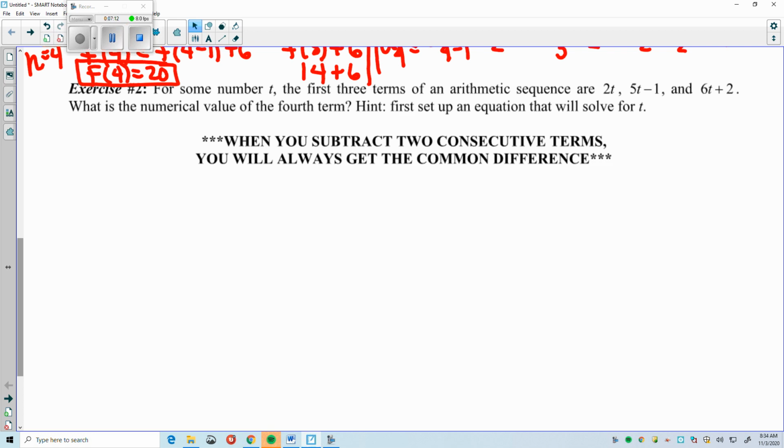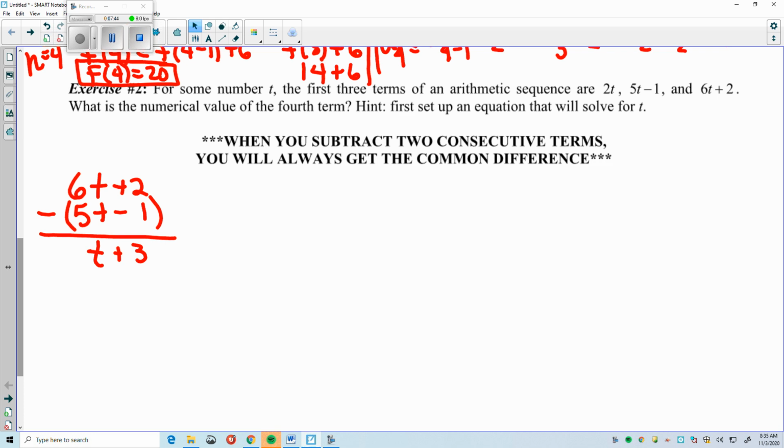So maybe I take the third term, and I'm going to subtract out the second term. And now keep in mind I'm subtracting everything, so be careful with your signs here. So 6t minus 5t is 1t. 2 minus a negative 1 is plus a positive 1. So 2 plus 1 gets me 3. So what we're finding here is a common difference.